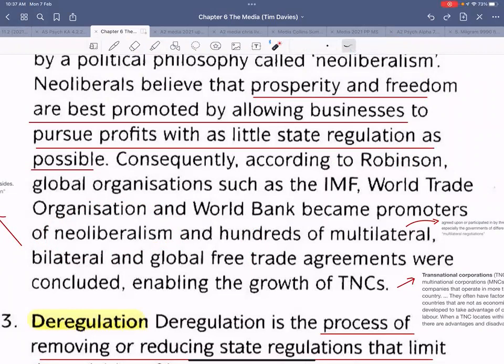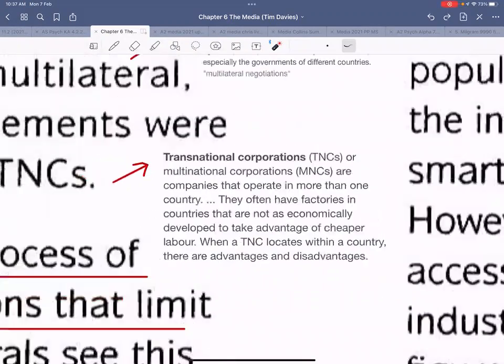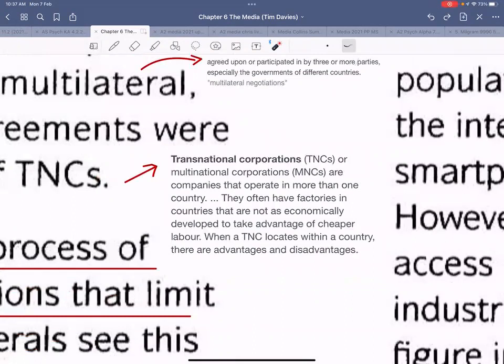They became promoters of neoliberalism, and hundreds of multilateral, bilateral, and global free trade agreements were concluded, which enabled the growth of transnational corporations. Transnational corporations, also referred to as multinational corporations, are companies that operate in more than one country. I'll just give you guys an example, right? Any brand of yours originates somewhere, but its people work somewhere else, where they can save more money. Okay? Now what is the idea behind it?